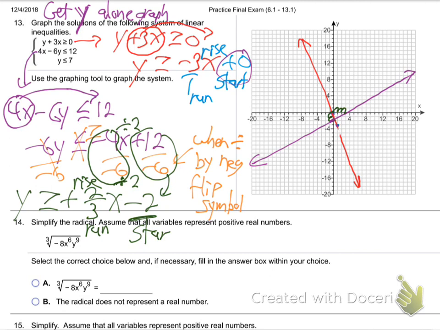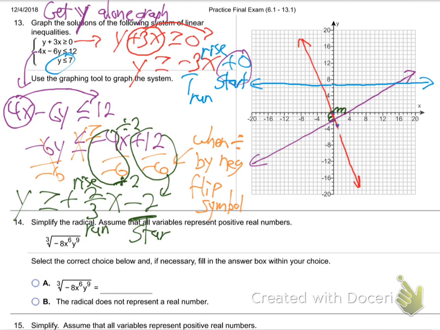And my last line is going to be y less than or equal to 7. So that means you hit the y-axis right at 7. So that'd be right here. Oops, kind of going a little too low, huh? So hit the y-axis right at 7. Like that.